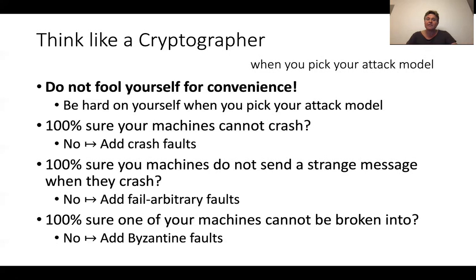Now you have to add fail arbitrary faults that we talked about last time. That means the last thing a machine does before crashing is sending something weird out. That's really annoying because it means that every part in the system now has to be able to tolerate that. An otherwise honest part of the system might just send something wrong. That makes our life miserable, and we'll spend quite some time on that later.